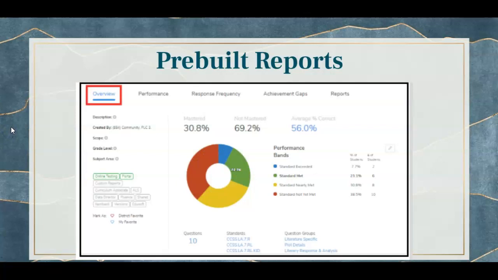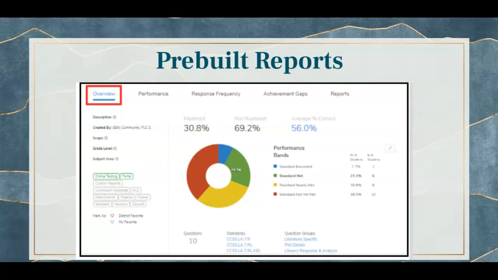Once you give an assessment, you will see this overview page, for example, in this flexible assessment, and it will give you this little donut of data that breaks it down into mastered, not mastered, your average percent correct, and then you can look at your performance bands. And you can even dig into the specific questions and standards that students hit. You can also move across the right here and click performance, response frequency, achievement gaps, and then reports is where you can find all the different Prebuilt reports.